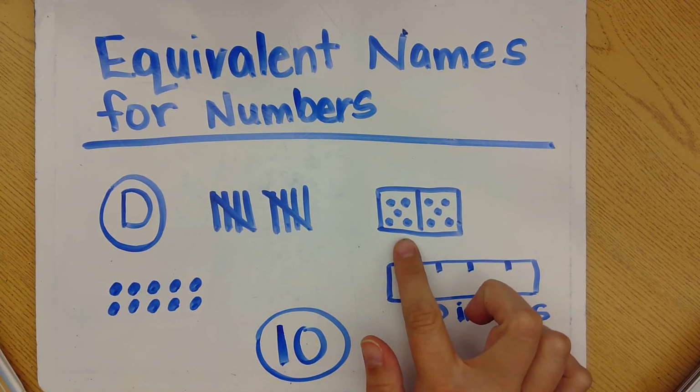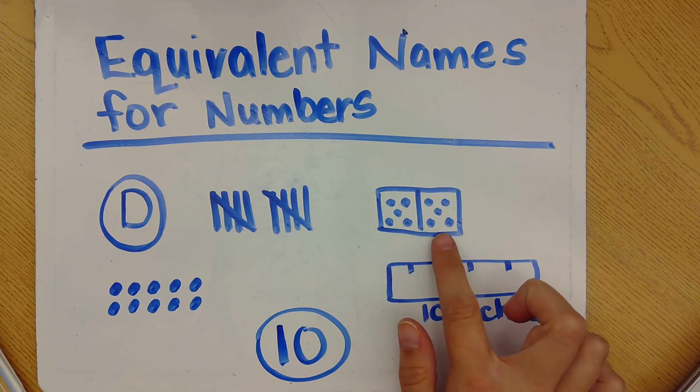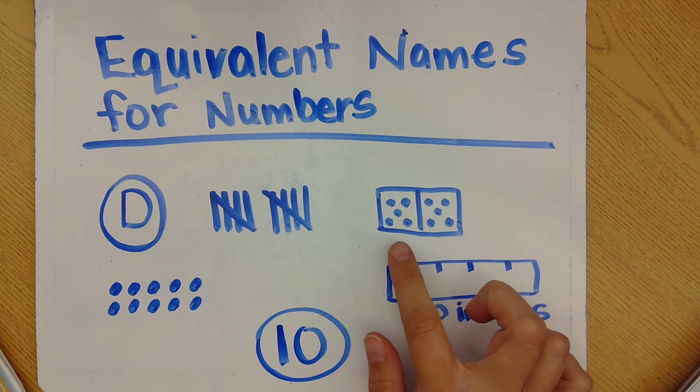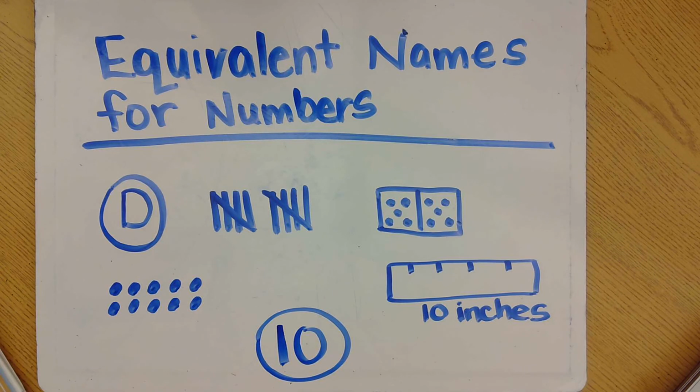We have a domino with 5 dots on each side. This domino is another name for 10. We have a drawing, a picture of 10 circles, and a ruler that has 10 inches could also be another name for 10. We all have different names that we're called by, and we can find lots of different ways of making numbers. Instead of just writing down the number, we can write down the number in lots of different ways.